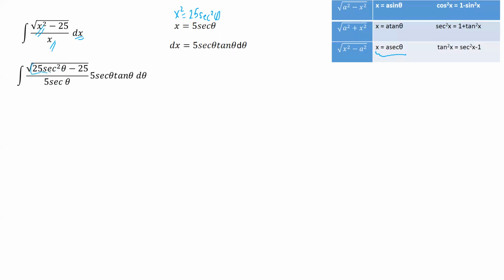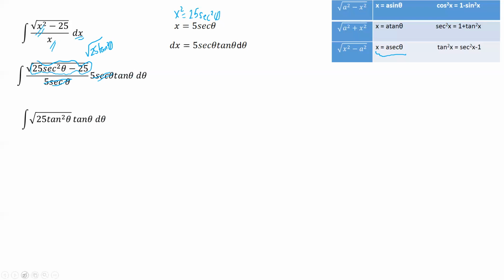What is this going to become? Sorry, 25 secant squared theta minus 25. So if you factored out 25, that would become the root of 25 tan squared theta. And then 5 secant theta will disappear. Oh, that's a nice clean antiderivative we're looking at now. So our 25 tan squared theta, our tan theta d theta.